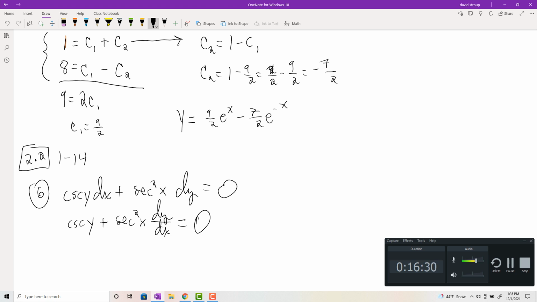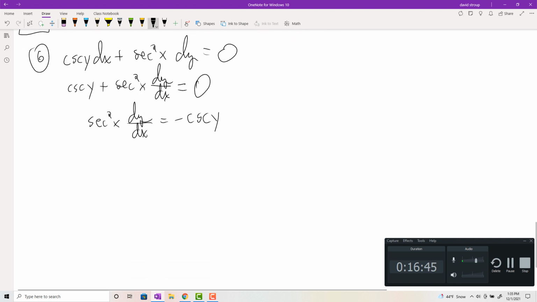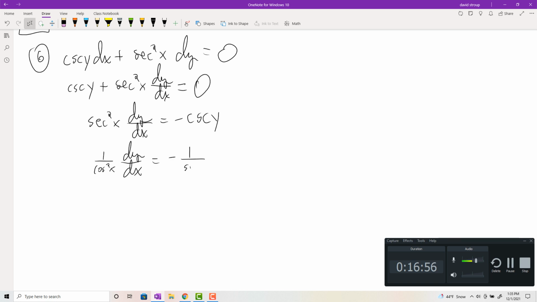Well, I guess I shouldn't have divided by dx just yet. Okay, whatever. All right, secant squared x dy over dx then equals negative cosecant y. Secant is the same as 1 over cosine. So I have 1 over cosine squared x times dy over dx equals negative 1 all over sine of y. This cosecant's 1 over sine. Then I'm going to separate, right?